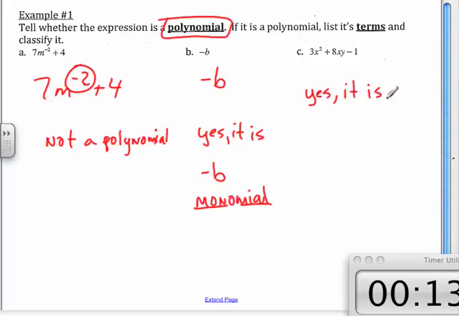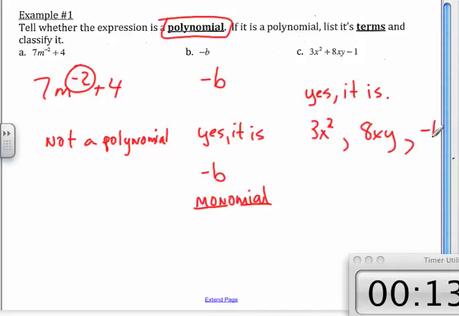All right? It says list its terms. Okay? 3x squared is one term. Can someone give me another term? Raise your hand. Curran, what's another term? 8xy. Okay, I'm going to put a comma here. Positive 8xy, right? Because there's a plus in front of it. I'm going to put a comma here. Can you give me another term, Tara? Negative 1 is also another term.